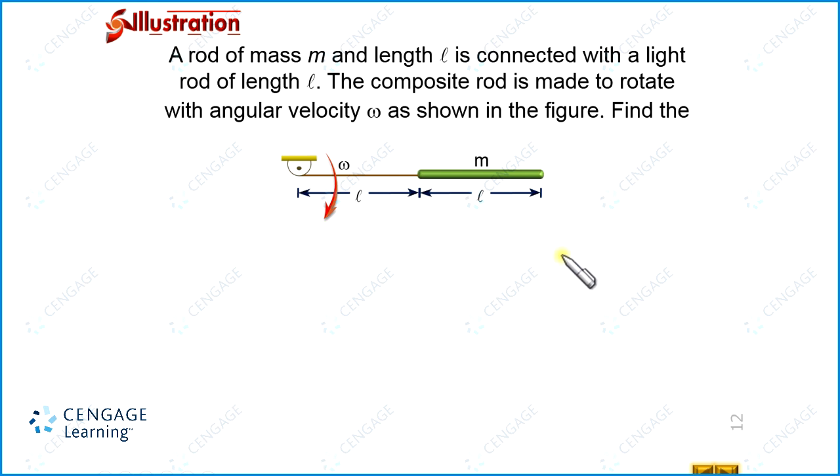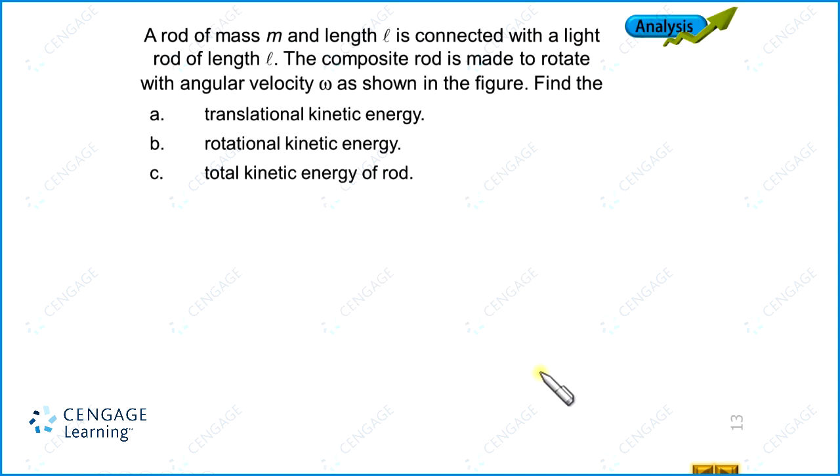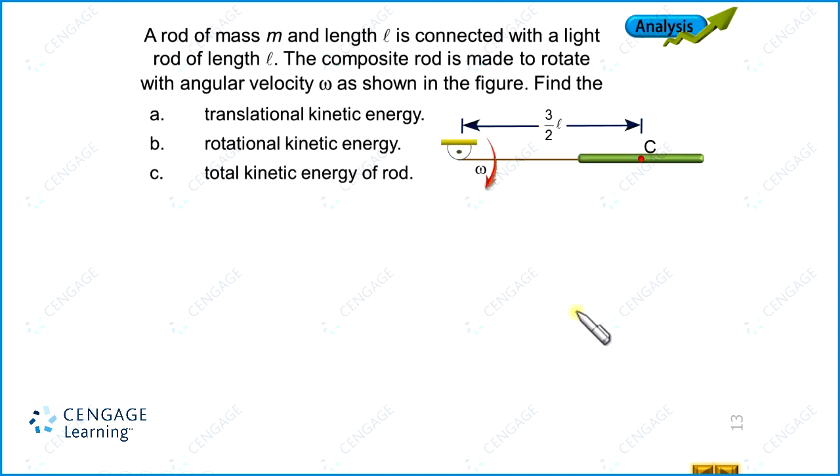We need to find, number 1, the translational kinetic energy, number 2, the rotational kinetic energy, and the third part, we need to calculate the total kinetic energy of the rod. This will of course be the summation of this and this part. So let us move the diagram to the next page.